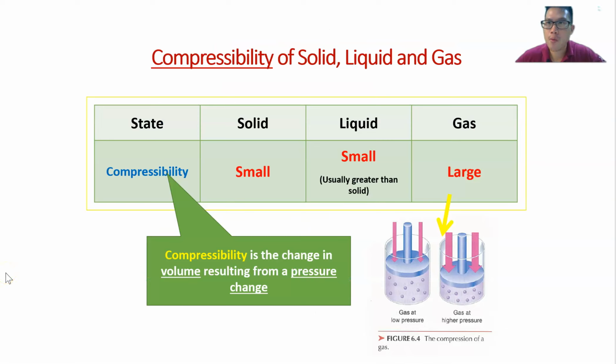Compressibility, how much you can compress. Solid, you can't really compress much, because it's already very high density. Liquid, you can compress, but it is usually slightly harder, because it takes a lot of effort to compress. Gas, you can compress much more easily.